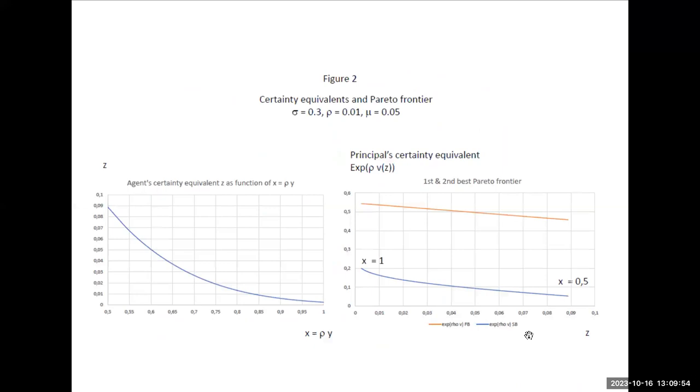And so now we have a Pareto frontier. So if you look at the right-hand side, on top, the orange line is the Pareto frontier under symmetric information. And then the blue line below, that's the Pareto frontier as a function of the agent in the asymmetric information case. And you can think of this as each point on this Pareto frontier corresponds to a different y. So if you increase the y, you reduce the agent's utility.